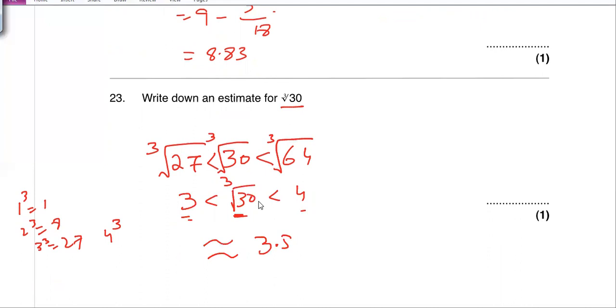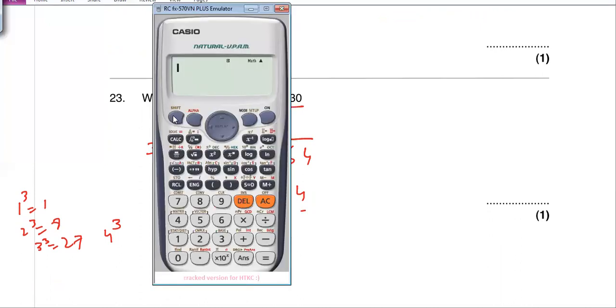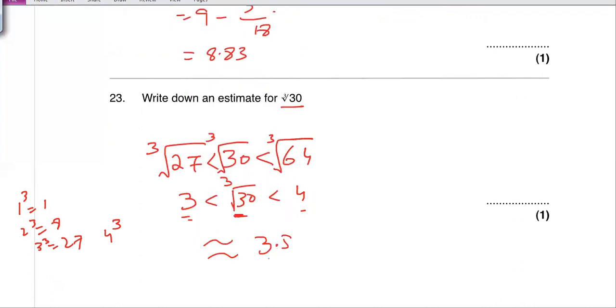And if you use your calculator, the cube root of 30 will be around 3.1. So it's acceptable because we are estimating. We are not using the exact value. So in that way, you can use that one.